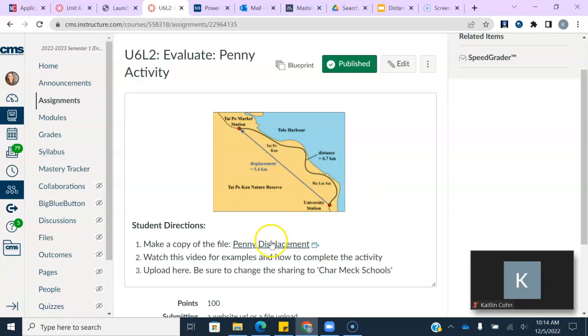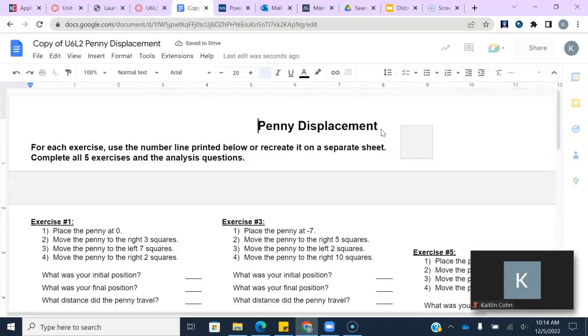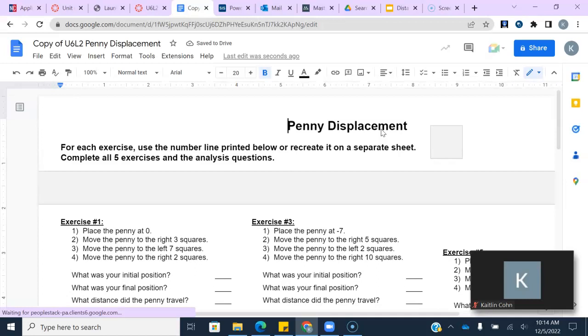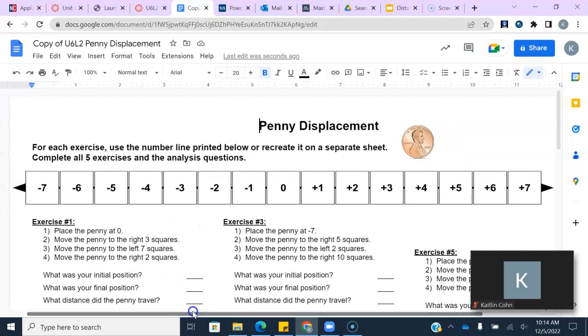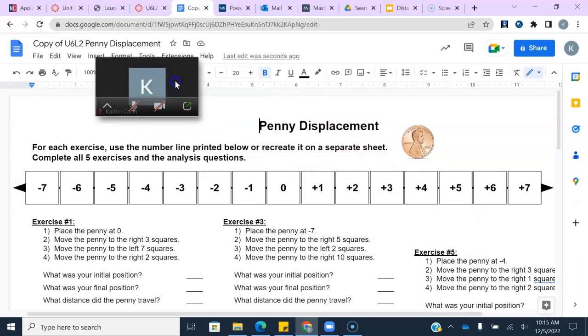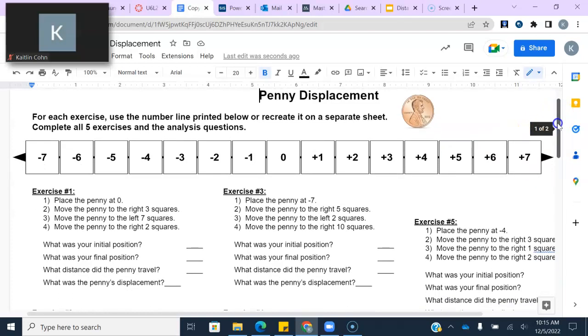So of course we're going to make a copy of our assignment today. And basically, this activity is just going to help us view the difference between distance and displacement. So we're going to be moving our little penny across this little number line here, and we're going to be answering these questions as we go. We're going to type our answers directly in and then upload to Canvas as we normally do.